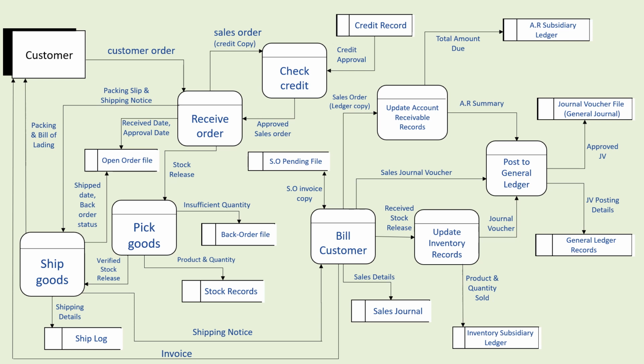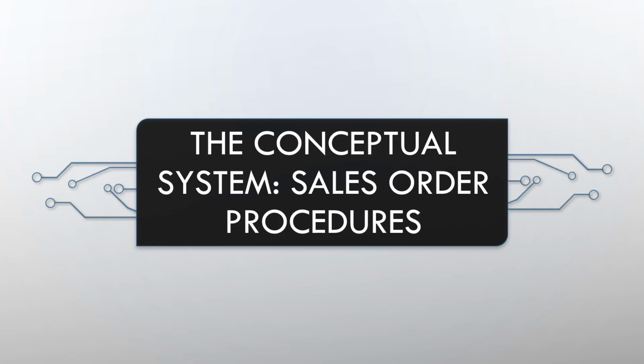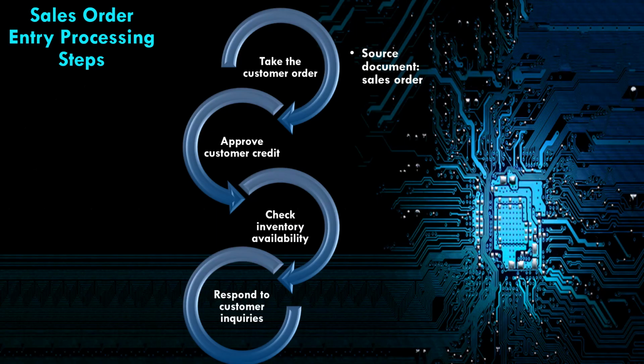So please try to go back two or three times to understand the flow, then you can reflect this to other cycles. Let's talk about the conceptual system, sales order processing. We will talk about manual and then about the computer based. To have a good understanding of the flow of the process of recording the transaction, let's categorize the flow of the process by stages.